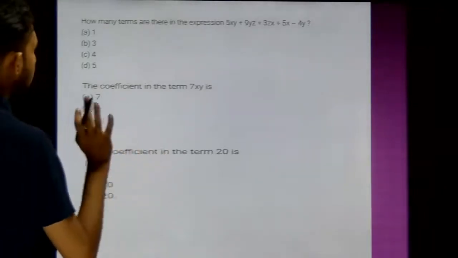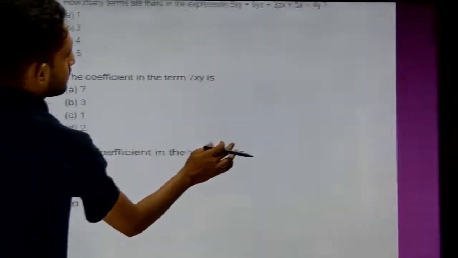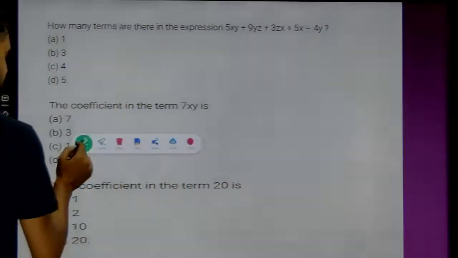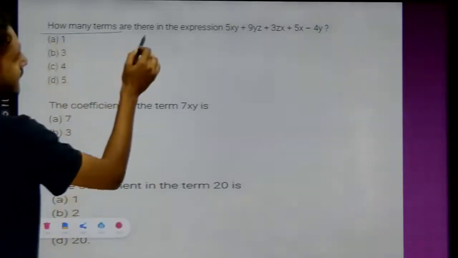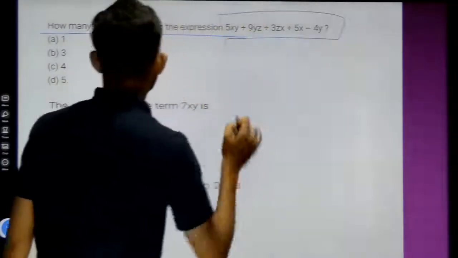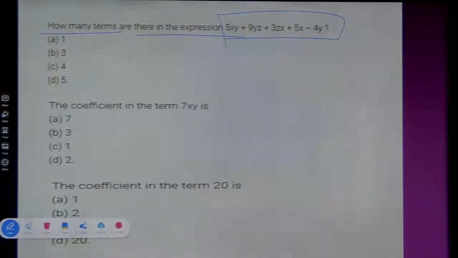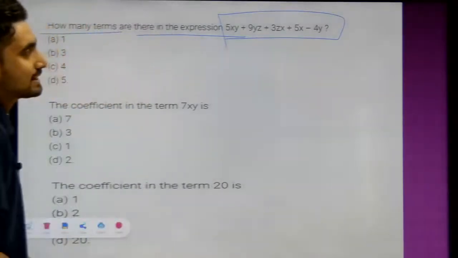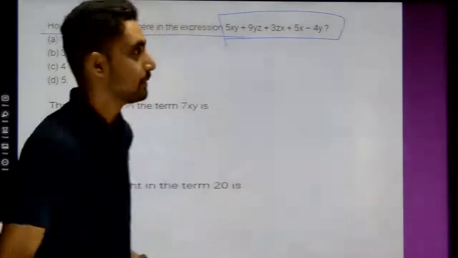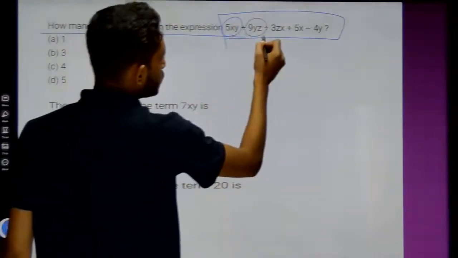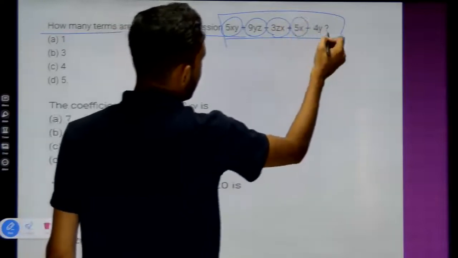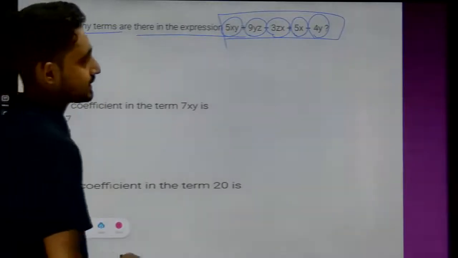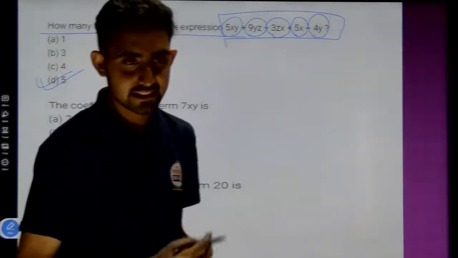Okay. Now we'll move to the next question. How many terms are there in the expression? In this expression, how many terms are there? 1, 3, 4, 5. Yes, tell me students, how many terms are there? Obviously, we can say 5 terms are there, because obviously 1, 2, 3, 4 and 5. Okay, that's why we can say option number D is the 100% correct answer.